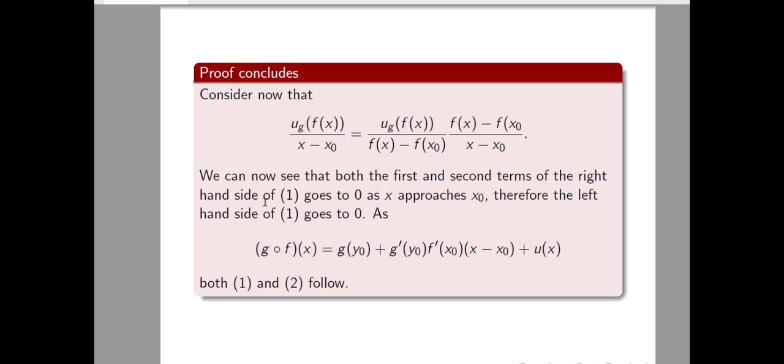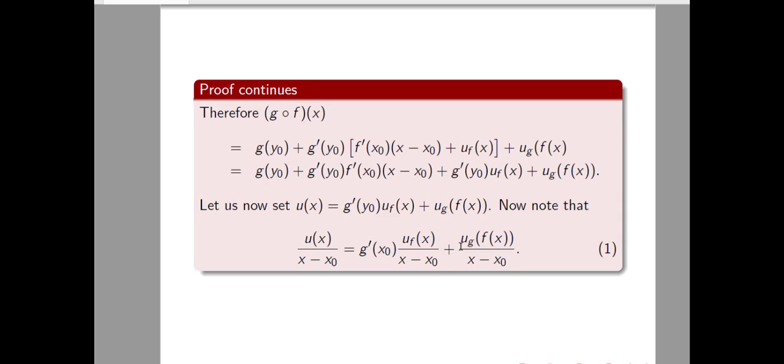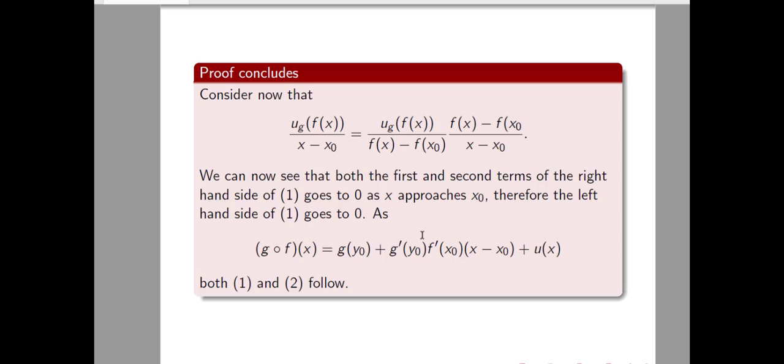And now taking the limit as x approaches x naught, we see that this goes to 0, and the other term, the u sub g of f of x, will go to 0 as well. Therefore, I've got my derivative set up, and everything goes just as it should.